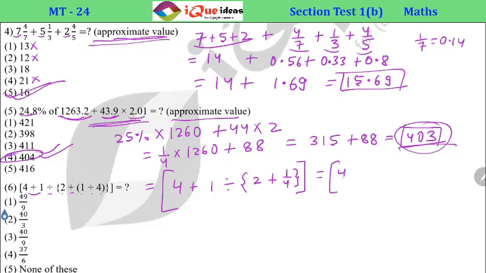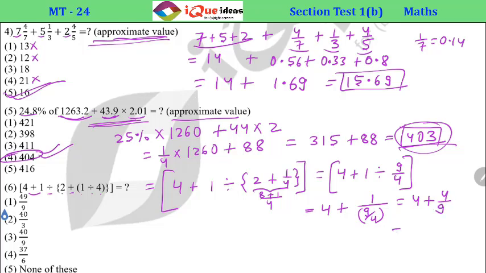Now 2 plus 1 by 4 is actually 4 2s are 8 plus 1, 9 by 4. So let me write again. It is 4 plus 1 divided by 9 by 4. Right, you can add these two, taking LCM as 4: 4 2s are 8 plus 1. So it is 9 by 4. So this becomes 4 plus 1 divided by 9 by 4. 1 divided by 9 by 4, right? So when it goes down, it turns upside down. So it is 4 plus 4 by 9. Take LCM. 9 4s are 36 plus 4, so it is 40 divided by 9. That is the answer. Okay, so look at the options. It is the third option which is the correct answer.